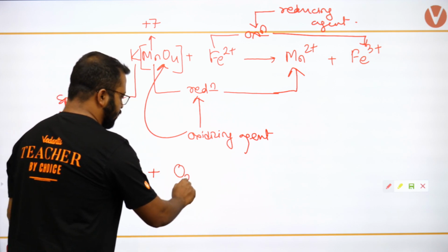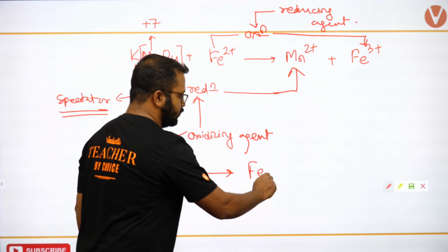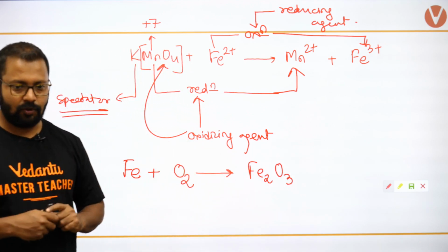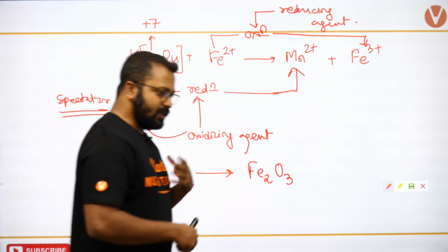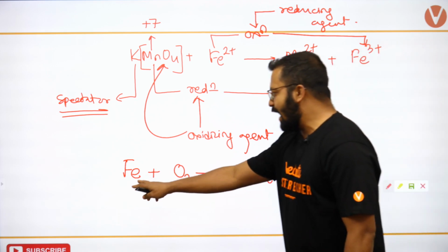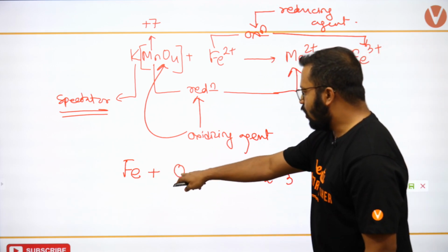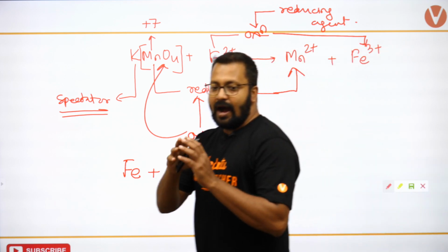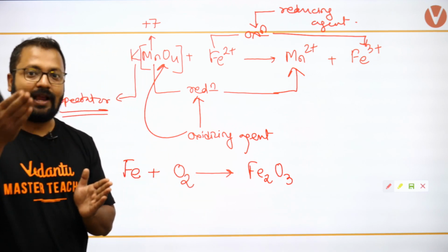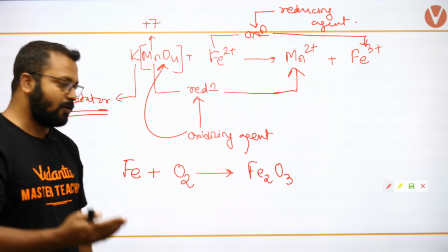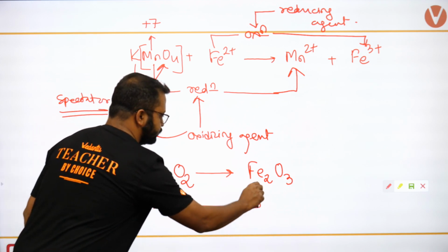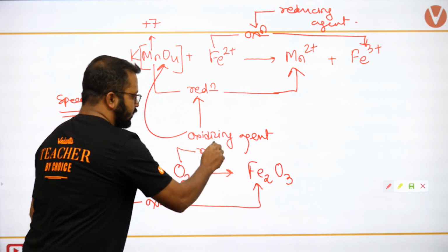Iron reacts with oxygen and converts to Fe2O3. You see this in the case of rusting. Okay, you see this happening within the process of rusting. Iron converts into its oxide. So iron is undergoing oxidation, oxygen is undergoing reduction. So whatever is performing oxidation, iron: oxidation, oxygen: reduction.